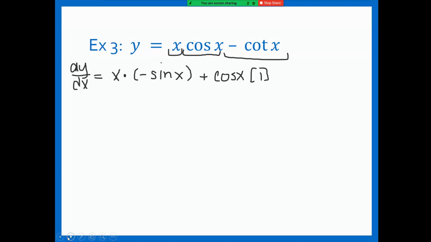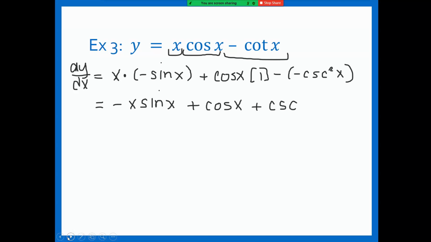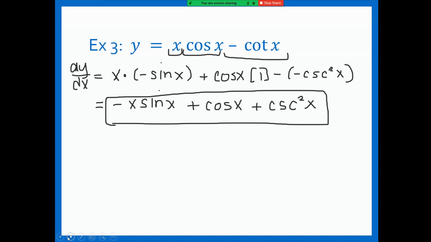minus the derivative of cotan. So cotan is a lot like tangent, derivative of tangent, secant squared. Derivative of cotangent is negative cosecant squared. So you get negative x sine x plus cosine x. A minus becomes a positive cosecant squared x. And trig derivatives are gross and don't really clean up.